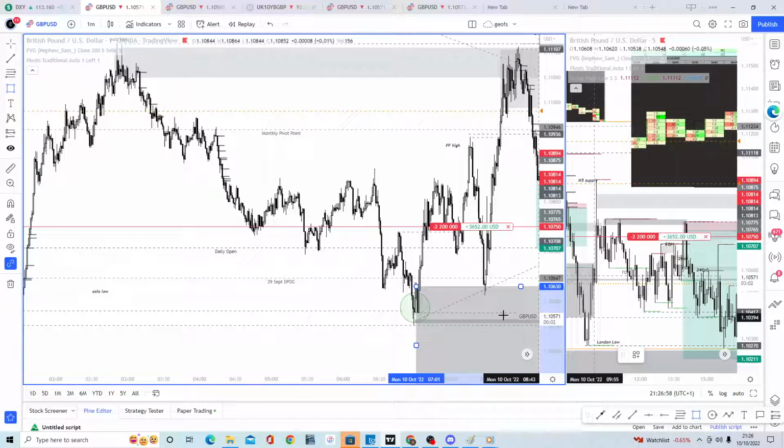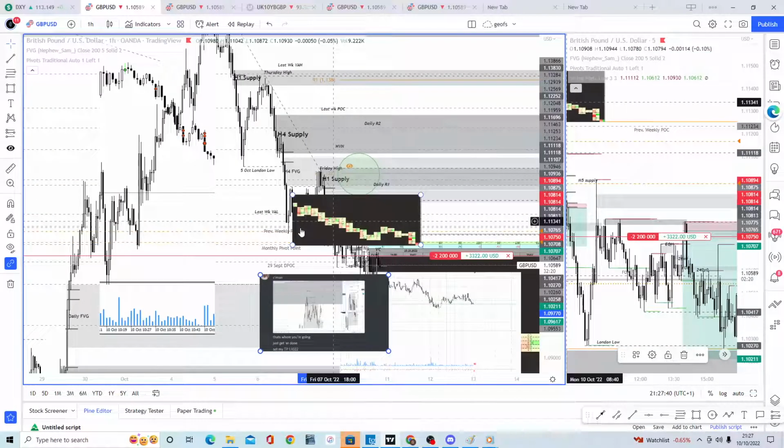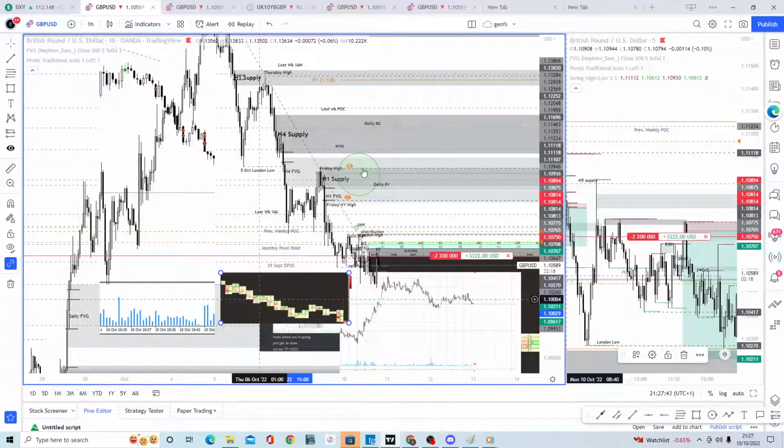What I mean, if we zoom out a bit, our general plan was to target this area, this H1 supply. I'm sorry, this is so messy. We thought maybe we'd get a drive up here and short here, which didn't happen. We ended up just compressing all the way down.